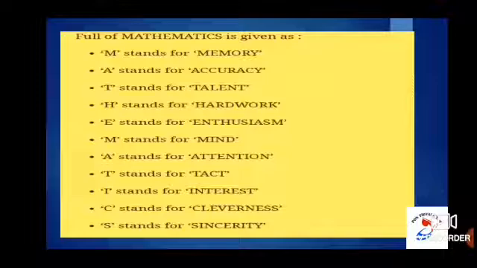First it is M. M for memory, A for accuracy, T for talent, H for hard work, E for enthusiasm, M for mind, A for attention, T for tact. Tact means skill. I for interest, C for cleverness, and S for sincerity. See the complete full form of the word mathematics. So how many terms are there in a single word? Memory, accuracy, talent, hard work, enthusiasm, mind, attention, tact, interest, cleverness, and sincerity.